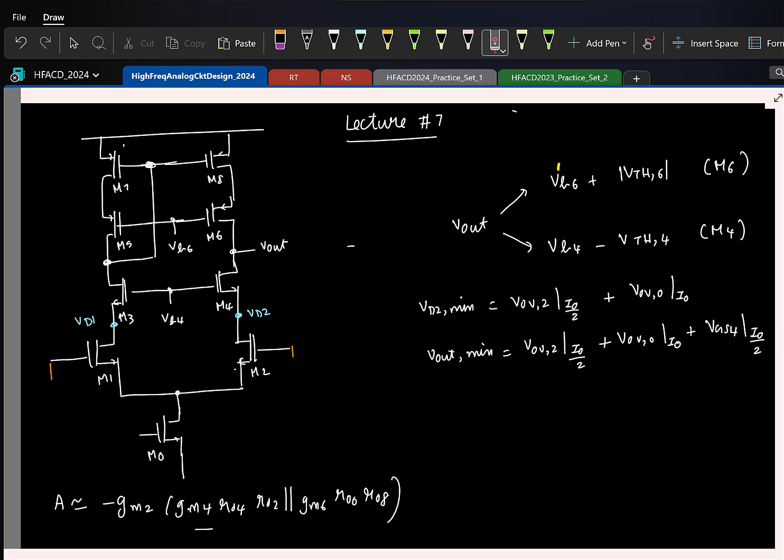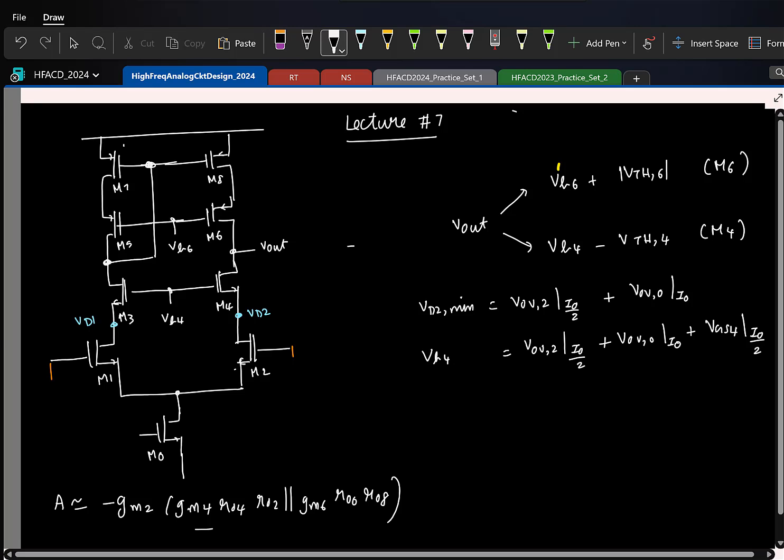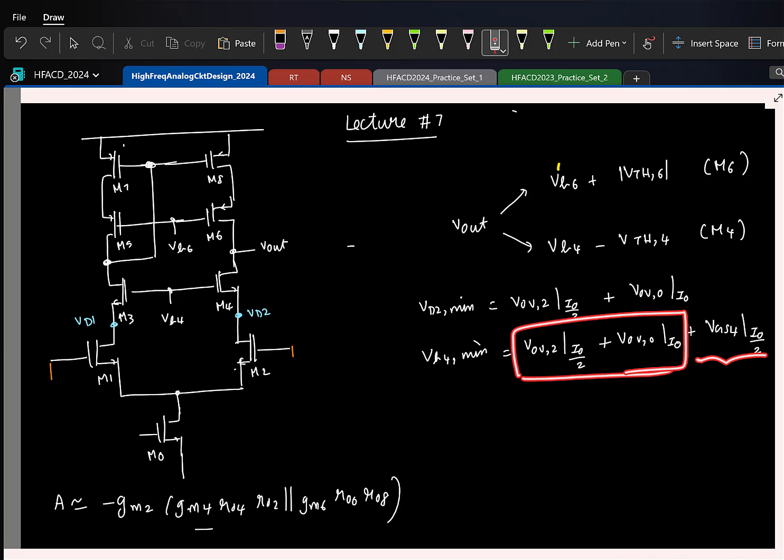I made a mistake. Hold on, let me rewrite it here. What I have written is VB4 minimum, right? Remember, this is basically the drain voltage plus the gate to source, that is VB4. So the output is going to be one threshold smaller than that, right? VB4 minus VTH4 is the output. If I subtract VTH4, how can you simplify this?